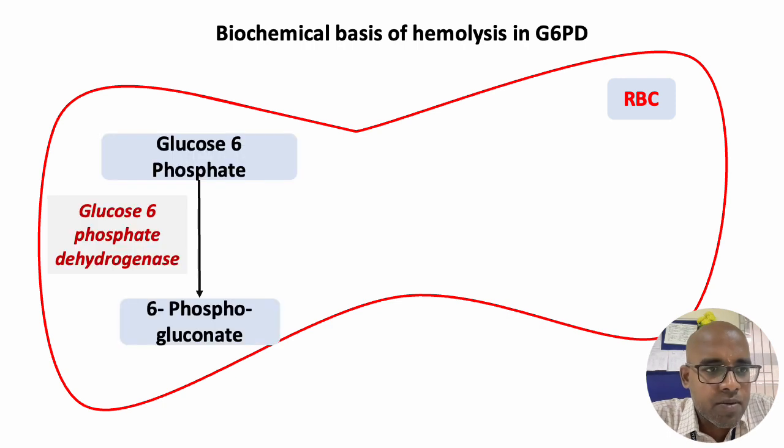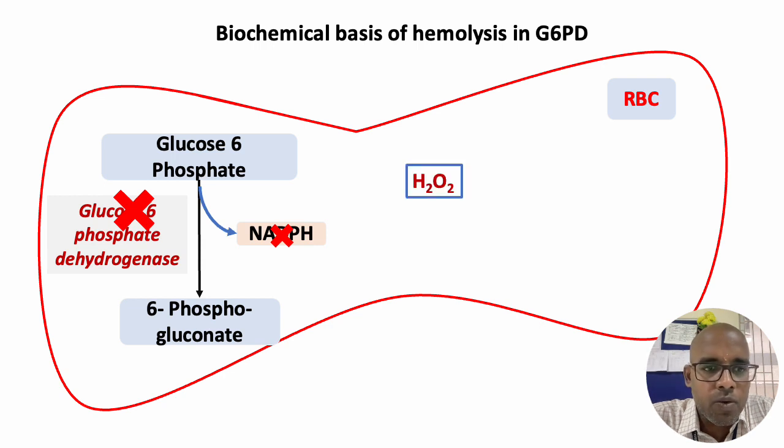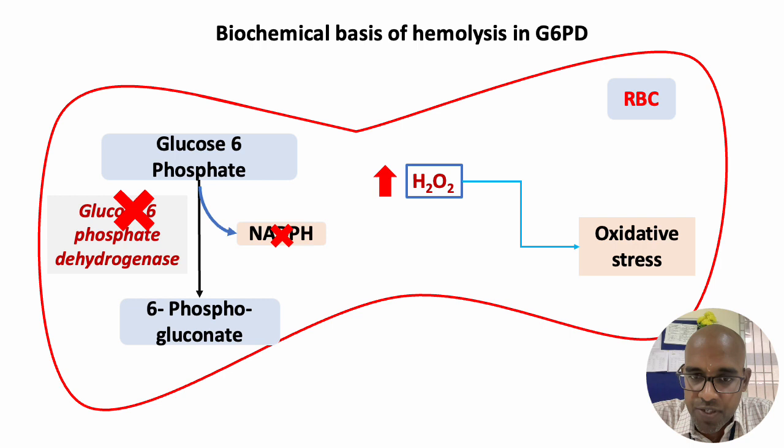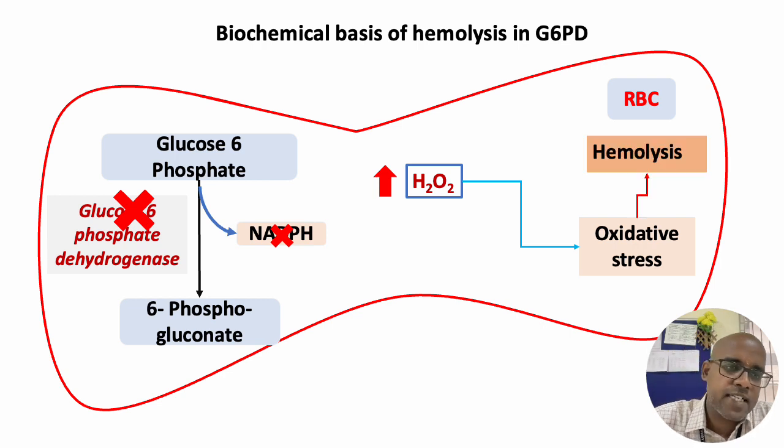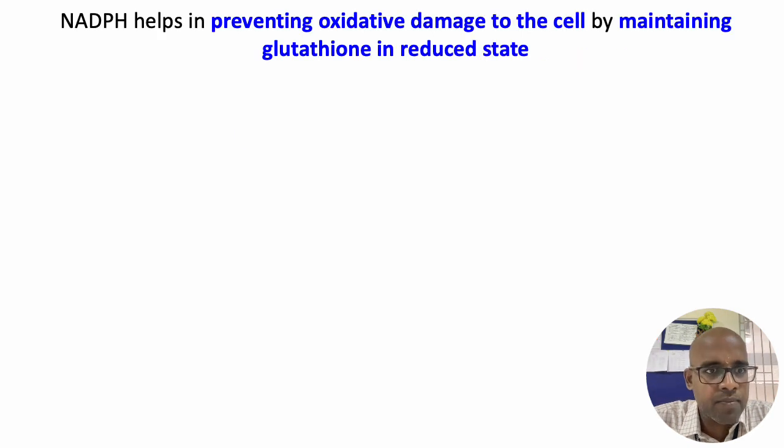So what happens is, when this enzyme is deficient, NADPH levels will be very low. When NADPH levels are low, hydrogen peroxide levels will increase. As hydrogen peroxide is an oxidative species, it can lead to oxidative stress, which can in turn lead to hemolysis. So what exactly is the connection between NADPH and H2O2, that is hydrogen peroxide?